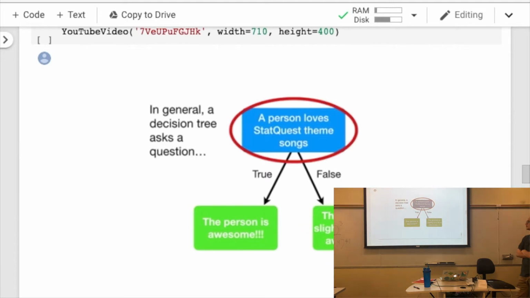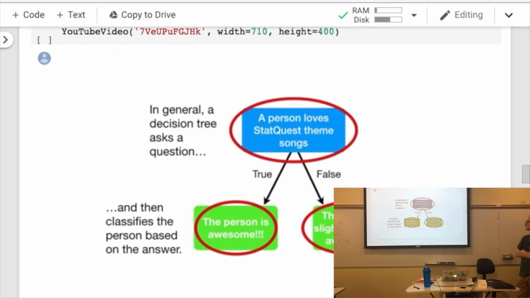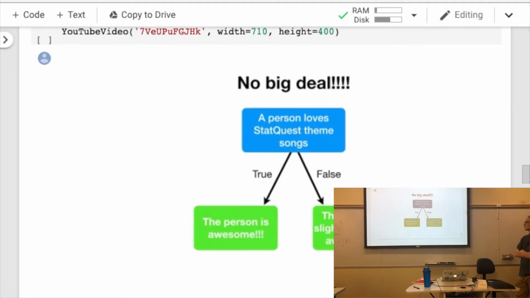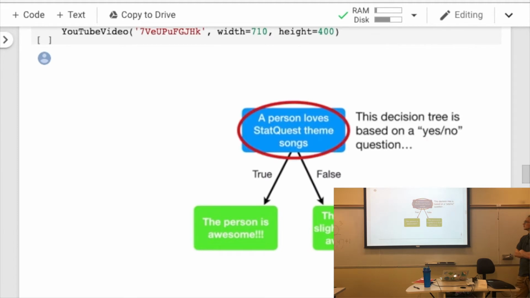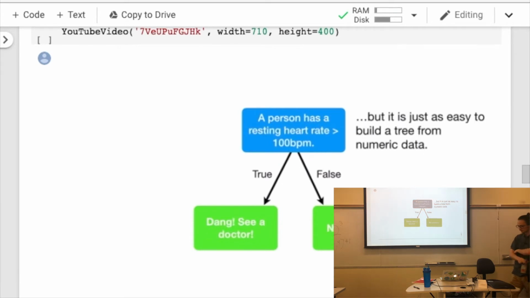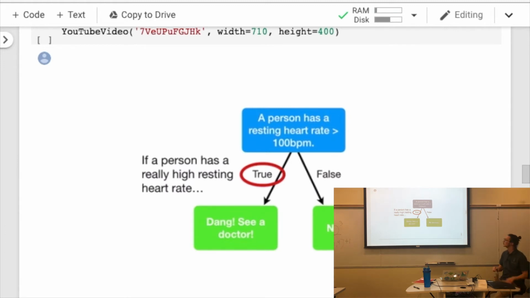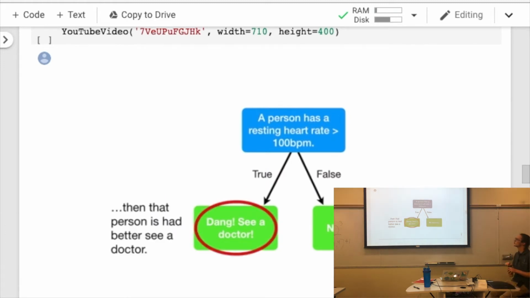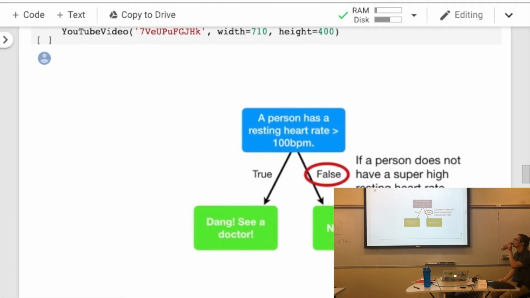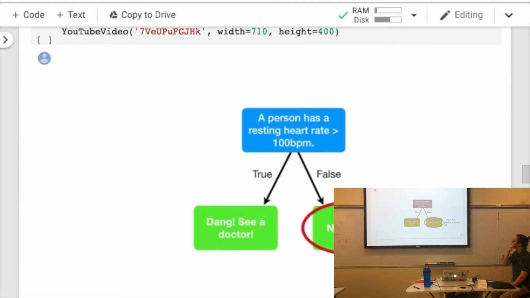In general, a decision tree asks a question and then classifies the person based on the answer. It's no big deal. This decision tree is based on a yes-no question. But it is just as easy to build a tree from numeric data. If a person has a really high resting heart rate, then that person had better see a doctor. And if a person does not have a super high resting heart rate, then that person is doing okay.